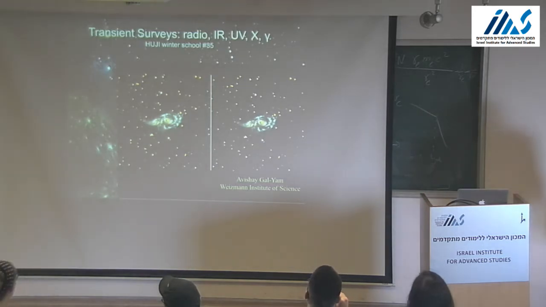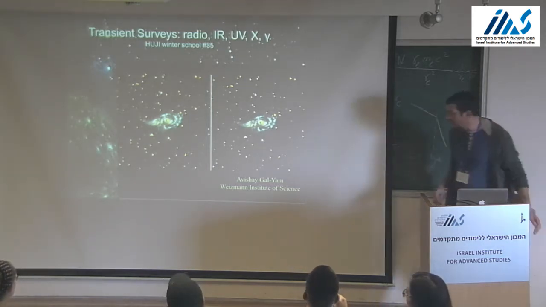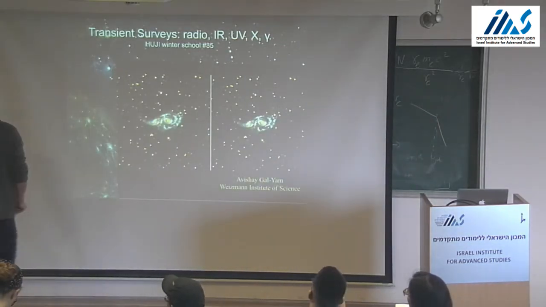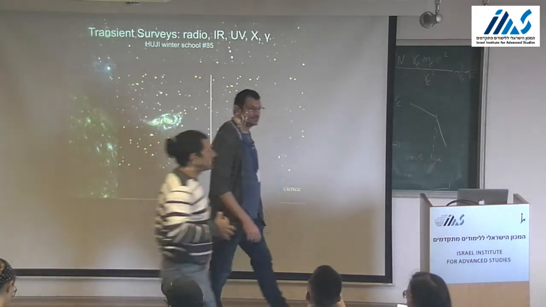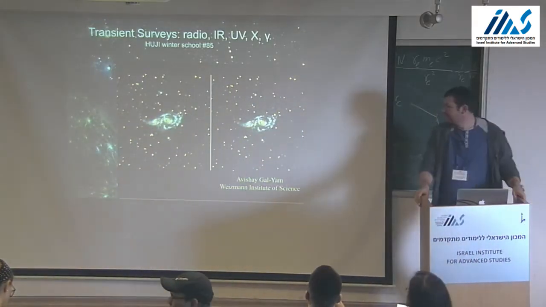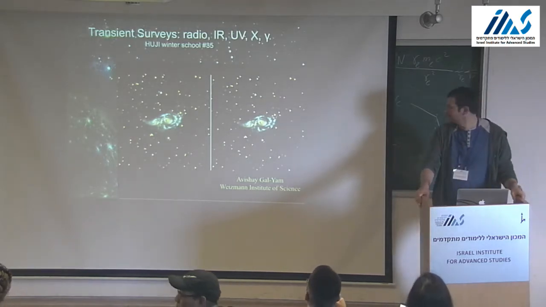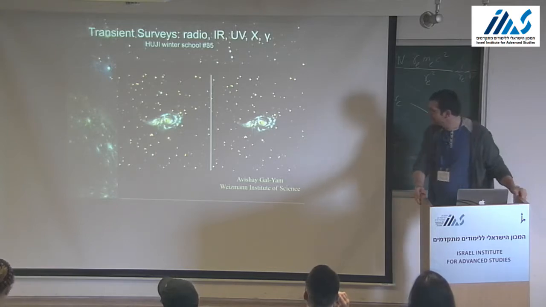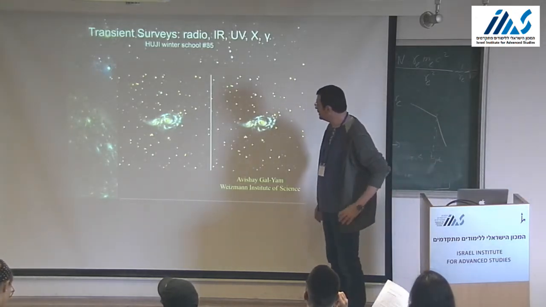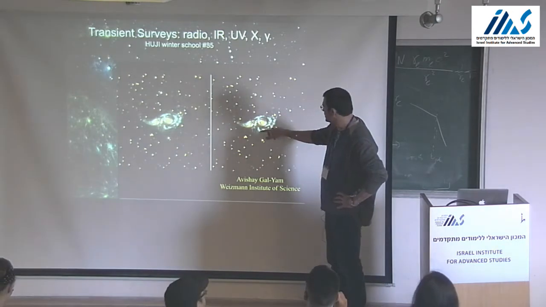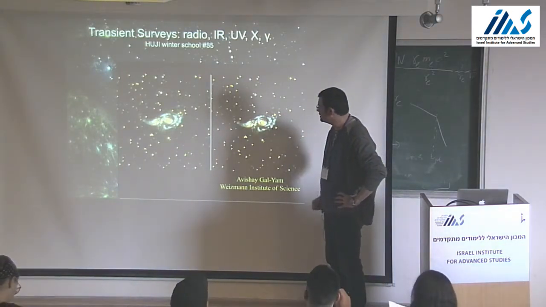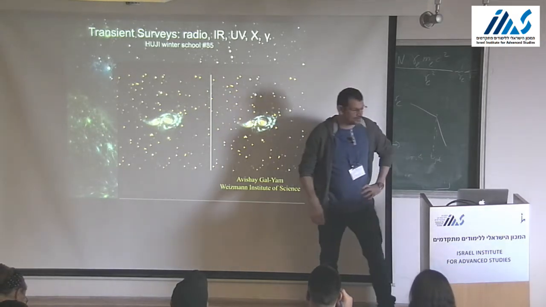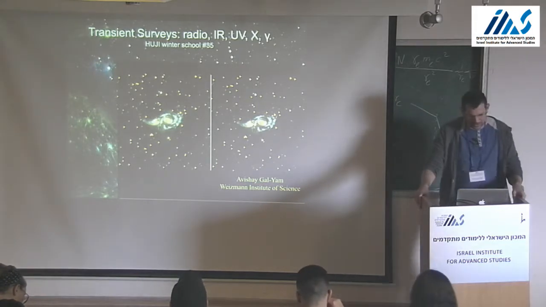We need to reduce the lighting a little bit so we can see properly. Okay, so who knows? UV, right. Good answer. So this was taken in UV light by the Swift satellite. And you can see that in this galaxy, the UV enhances very strongly the areas of star formation, where you have many blue and hot stars.